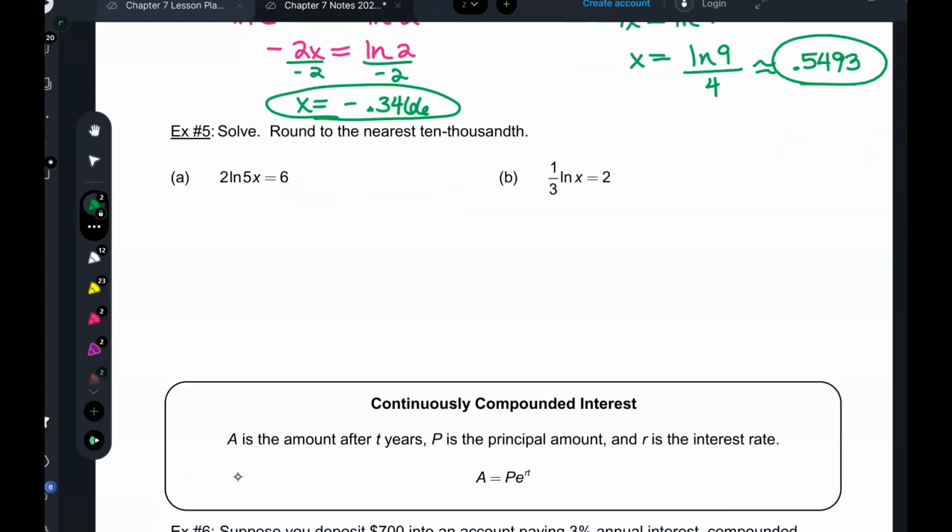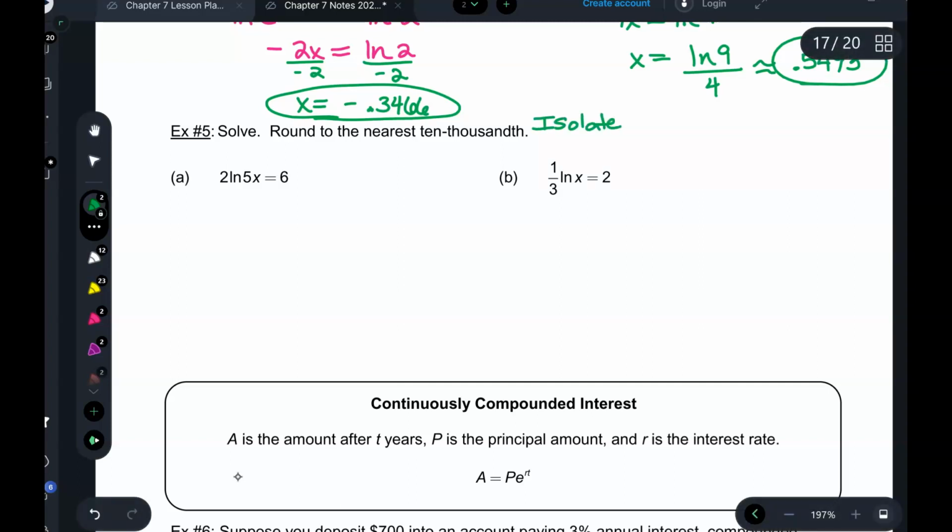Now what we want to do is get this in exponential form. So we're going to isolate the natural log. I've got to get rid of the 2. You can either move the 2 to the exponent or just divide both sides by 2. So I have natural log of 5x equals 3.